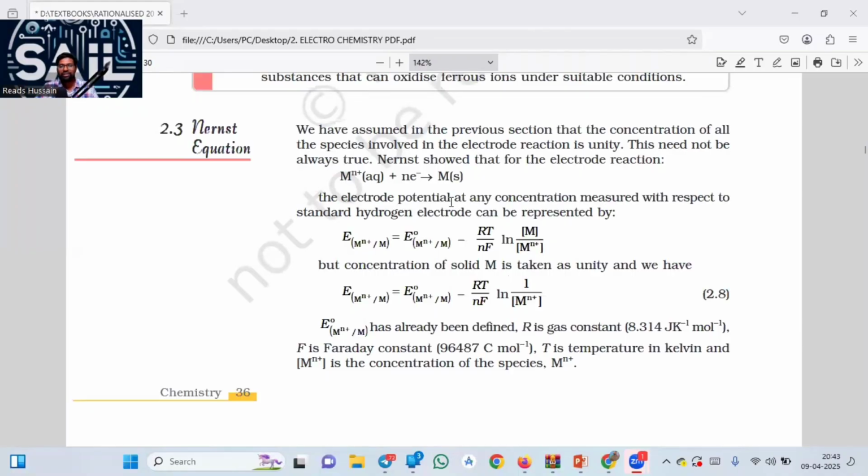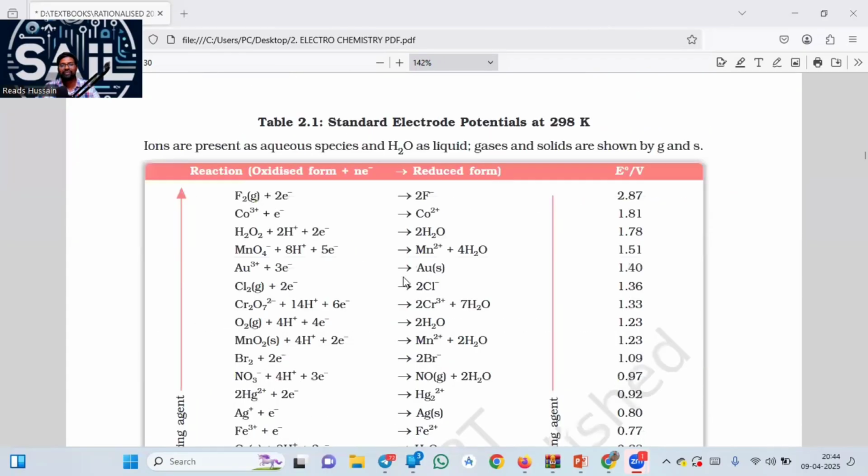In yesterday's class, we discussed the Nernst equation and how to derive it. That class was a little lengthy because the derivation part was there, and to make you understand, I took a lot of time. From a competitive point of view, you have to understand the meaning of the equation. What is the Nernst equation and what does it represent? It's a final representation, right?